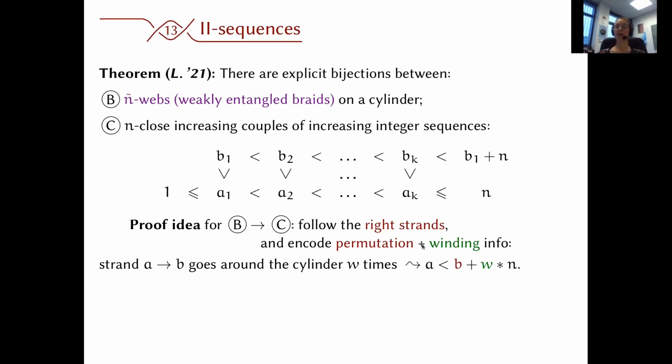And a nice way of writing compactly the two pieces of information is the following. If you go from A to B and you go around the cylinder W times, W from winding, you say that A goes to B plus W times N. Since B is between 1 and N, it is a really compact way of writing the two numbers. Now, if for each right strand you make this procedure, you'll arrive at two sequences.